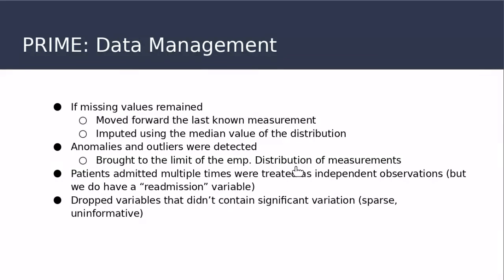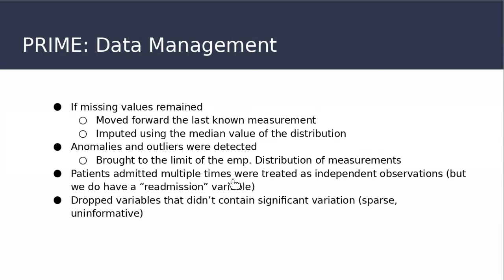This must be a measurement error. So what we did with these observations is we sort of clipped them. We brought them back into the distribution that we observed in the data, right? So let's say we clipped it to 4 standard deviations away from the mean for that variable. And another thing we did is that patients that were admitted multiple times were treated as independent observations.